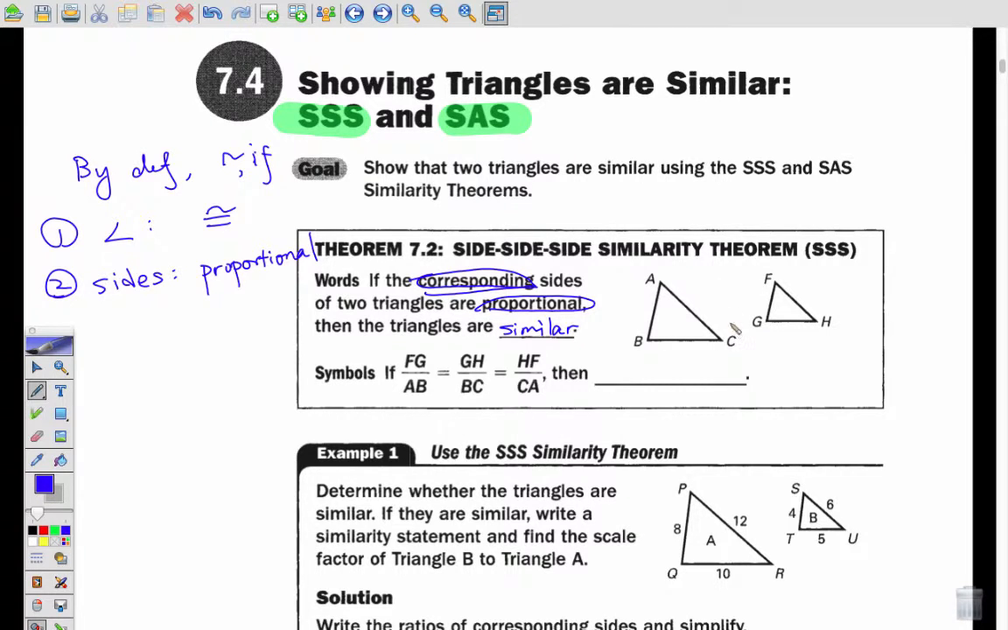And so in this example, we can tell that this and this side is AB and FG. So they use FG divided by AB. So notice that they went from the smaller triangle to the bigger one. And then with the other corresponding sides, we have to do the same. So GH, which is the second part here, and BC is the base here, the corresponding side.